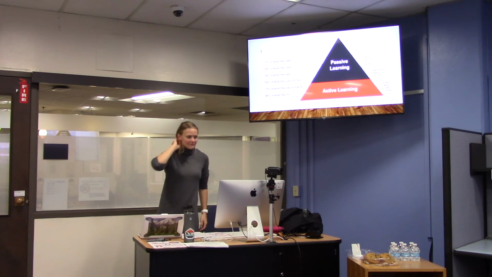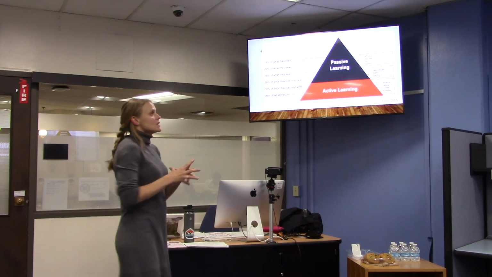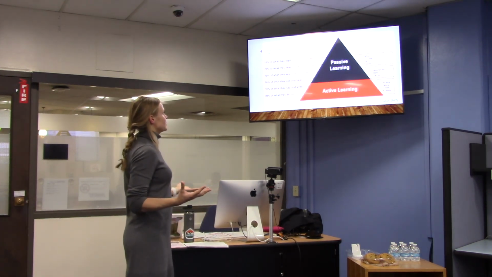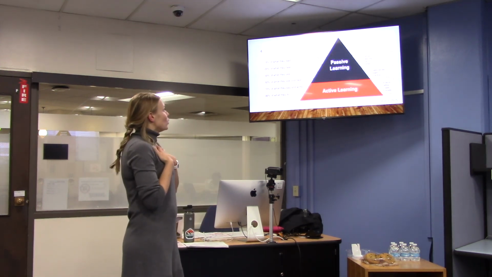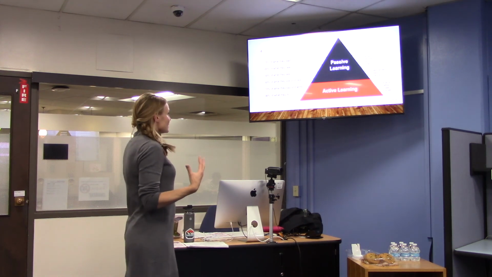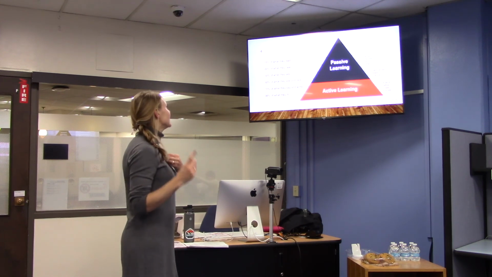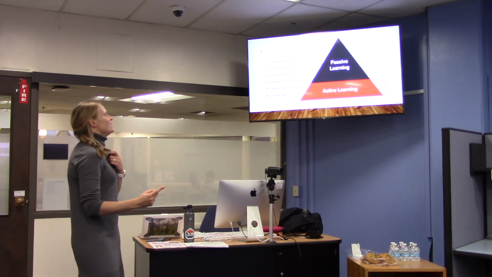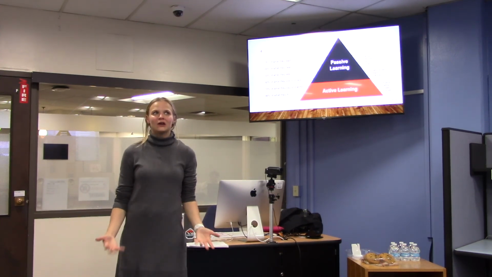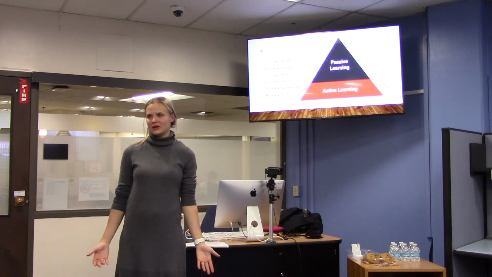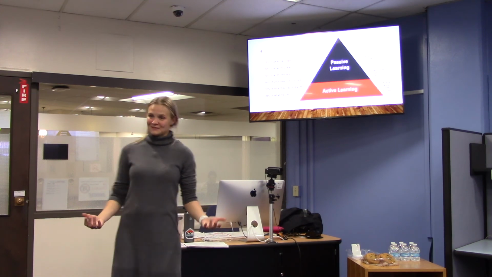Okay, so I love this chart because it shows us the practices of passive learning and active learning. Only 10% of what we read is what we remember. 20% of what we hear, 30% of what we see, 50% of what we see and hear, 70% of what we say and write, and 90% of what we do. So basically, all learning should incorporate active learning strategies. And I don't understand why we are still so passive about it.